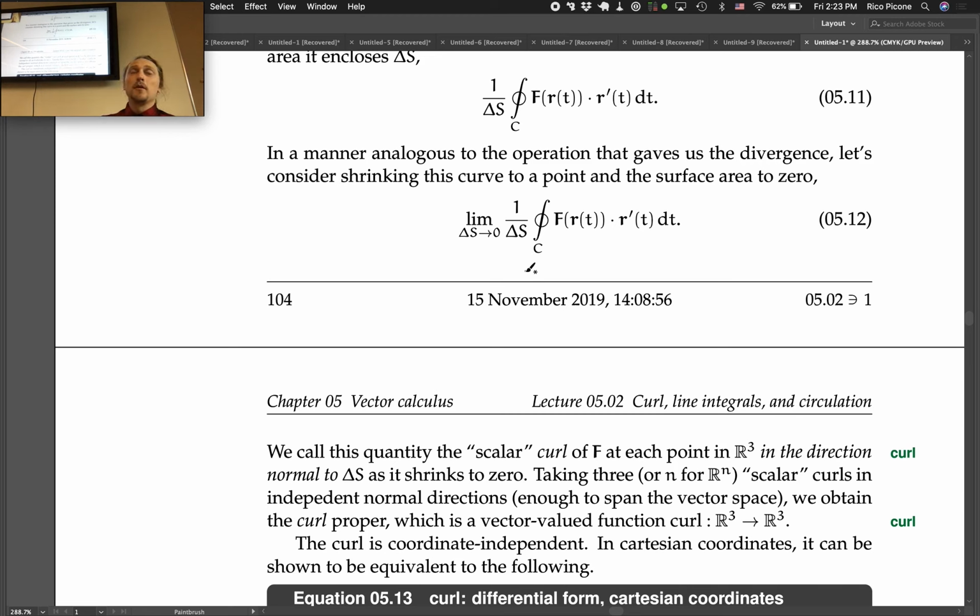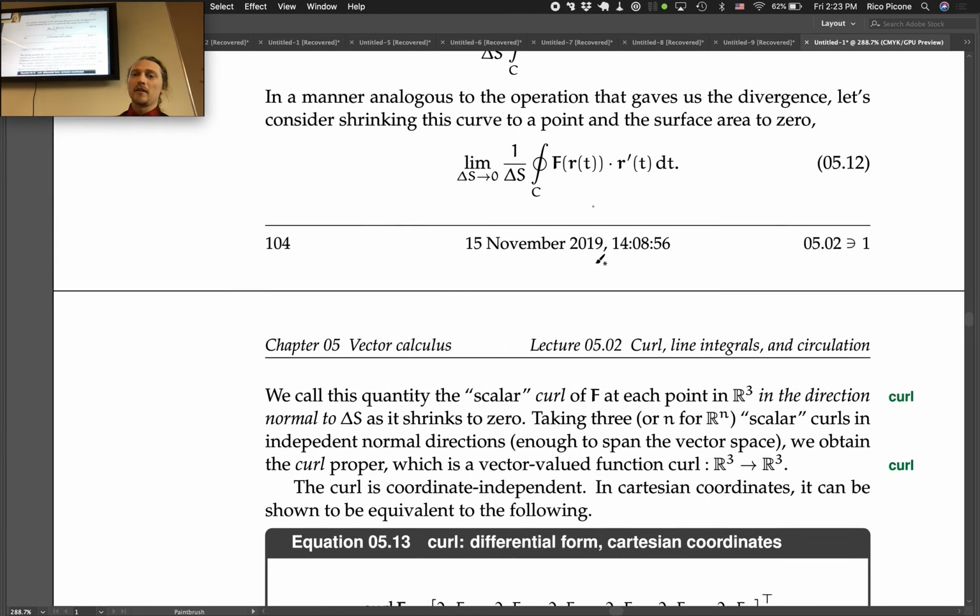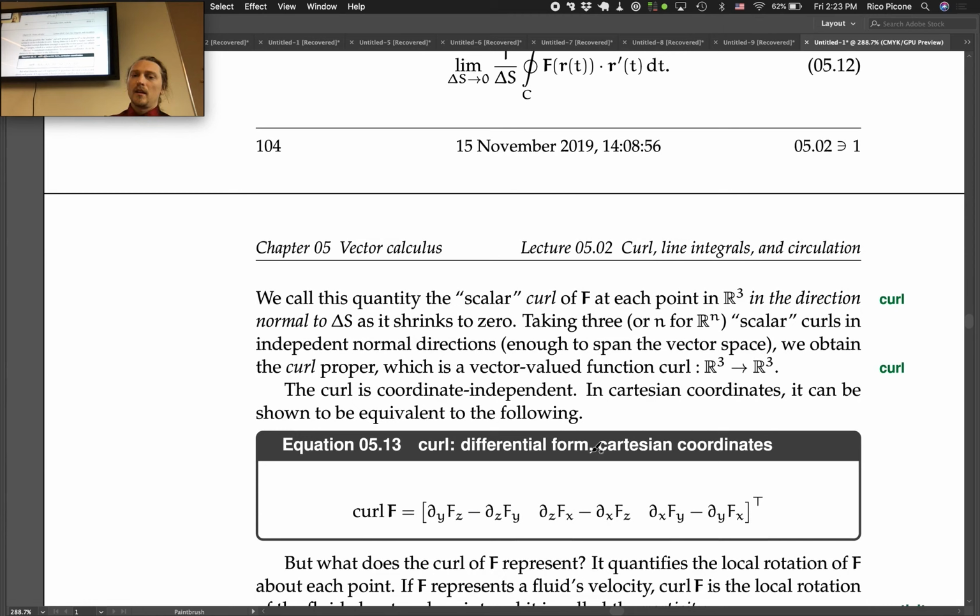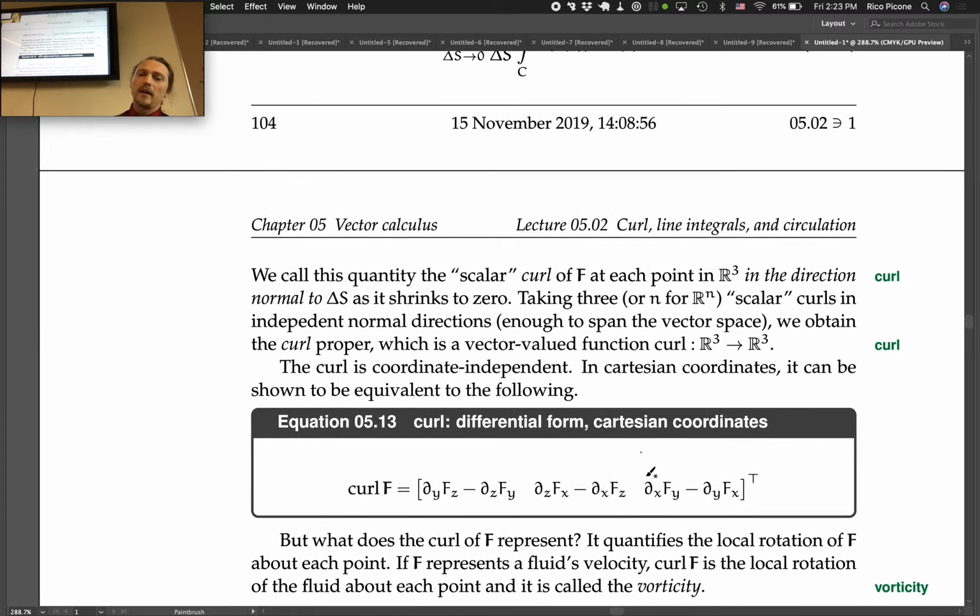You have to do 3 independent directions in R3 in order to get the vector curl, if you're going to use this integral definition of the curl. Okay, because the integration here is scalar, so you get out a scalar value. The curl is coordinate independent. Okay, we like things that are coordinate independent. In Cartesian coordinates, it can be shown to be equivalent to the following.